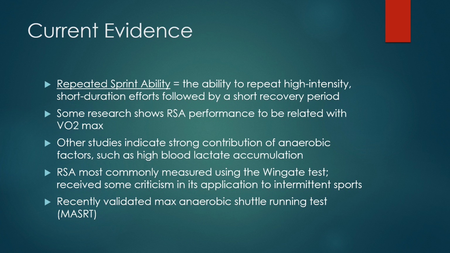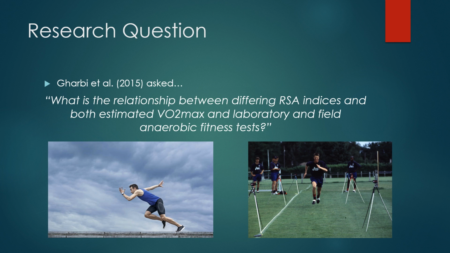And then more recently, they validated a maximal anaerobic shuttle running test and its ability to test anaerobic fitness. So they wanted to see what those performances were and how those related to a traditional RSA test. So Gharbi et al. asked, what is the relationship between differing RSA indices in both estimated VO2 max and laboratory and field anaerobic fitness tests? So that's kind of a mouthful. But it basically is saying, what are the determinants of repeated sprint ability in relation to aerobic and anaerobic fitness?